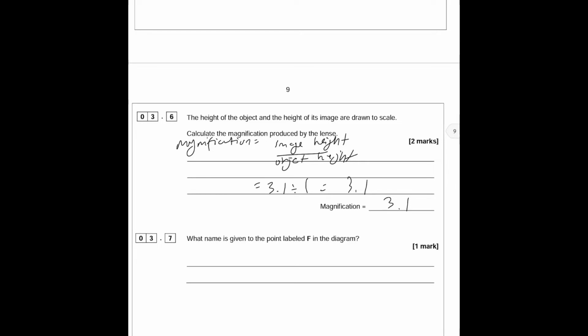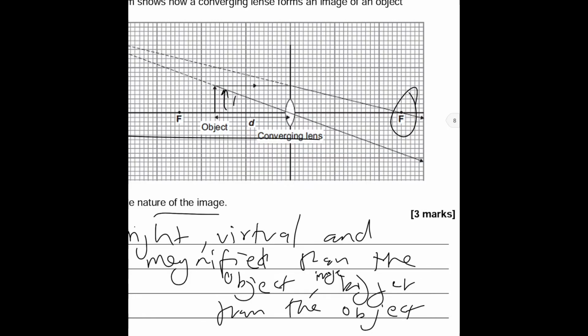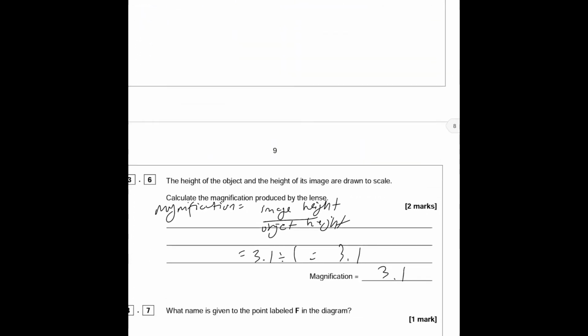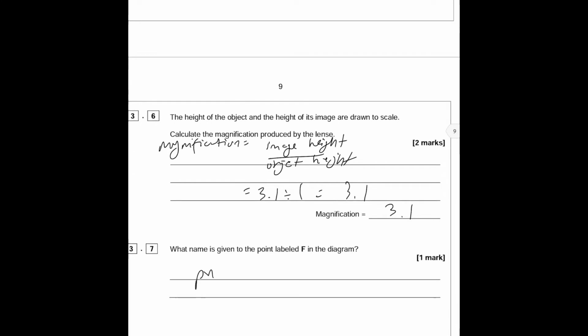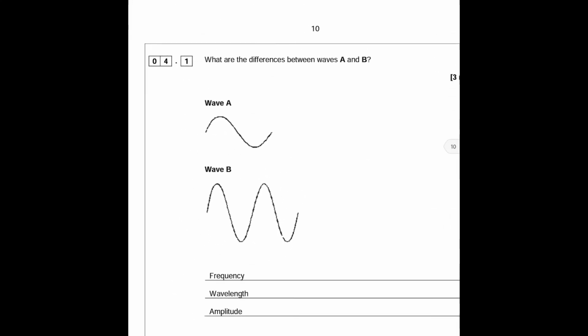Okay, so now what is the name given to the point labeled F in the diagram? So what is this point here labeled F? What does F represent? F is the principal focus, okay? It's not the focal length, remember, it's the principal focus. That's 1 mark, is content learning again, principal focus.